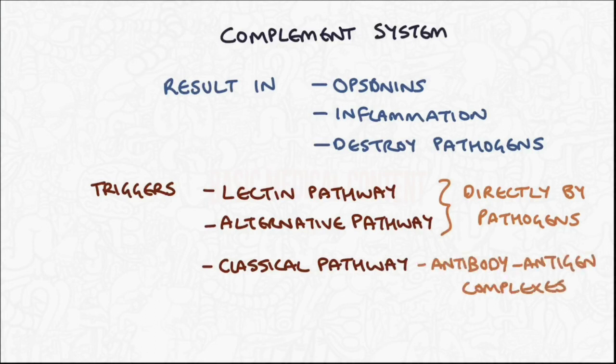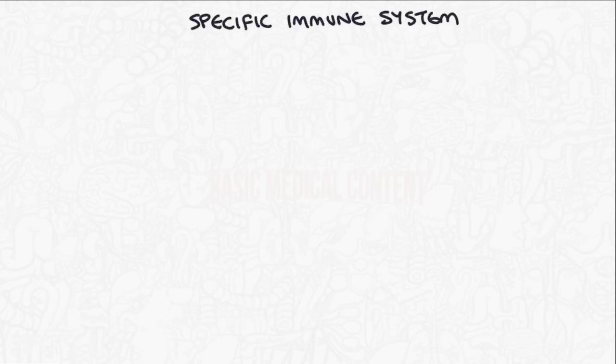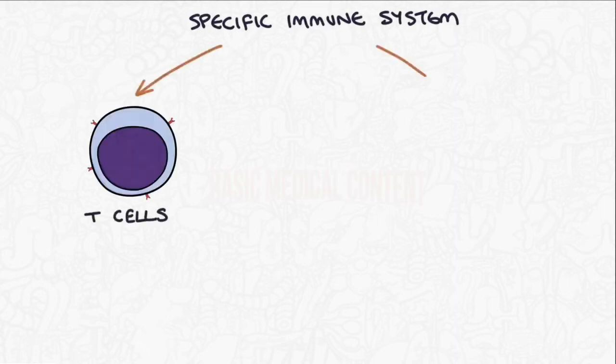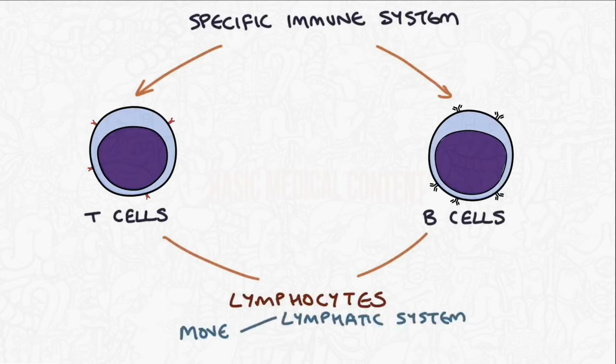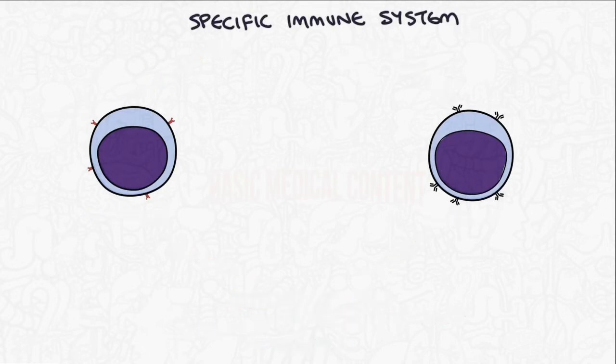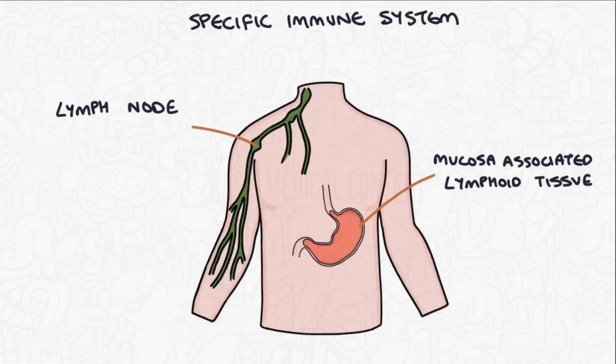The specific immune system involves two characters, the T and the B cells, and these are both types of lymphocyte. They are free to float around the lymphatic system and the blood, but they spend most of their time in the lymph nodes and the mucosa-associated lymphoid tissue. Think of these lymphoid tissues as army barracks that are full of soldiers that are all sat around waiting to get word of an enemy that they've specifically been trained to fight.